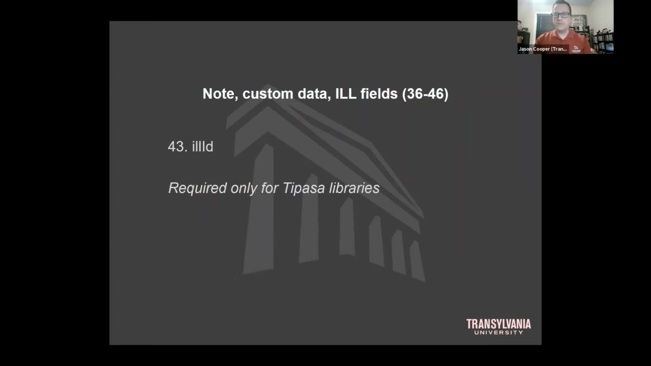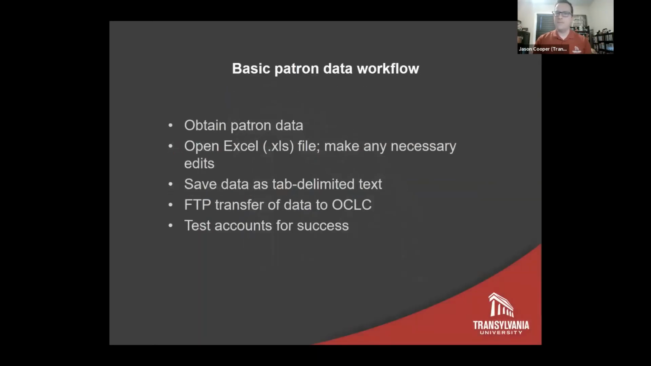There's even a note field that can be used to tie to a photo of your patrons if that's something that you do at your institution. The only field within this 36 to 46 grouping that we use is the ILL ID field. And that is actually a carbon copy of the ID at source field that I talked about a moment ago. So my ILL ID, for example, would be J.A. Cooper. We saw no need to create separate ILL IDs, although that may be something that institutions want to do.